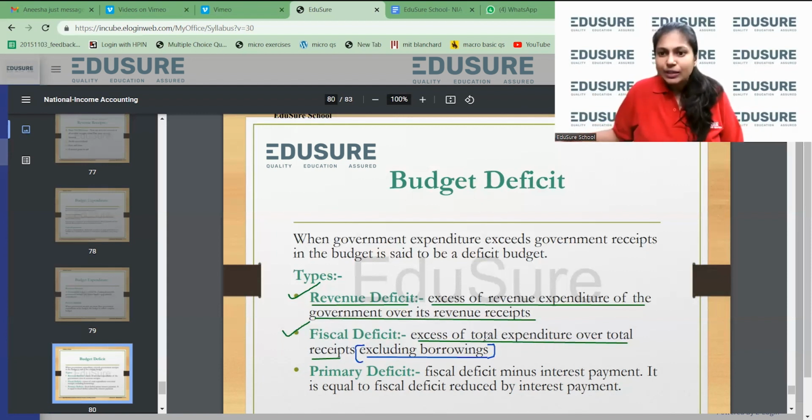So when you don't include borrowings and then you see what is the excess of expenditure over receipt, that gives you the fiscal deficit, which is basically the full deficit of the government.